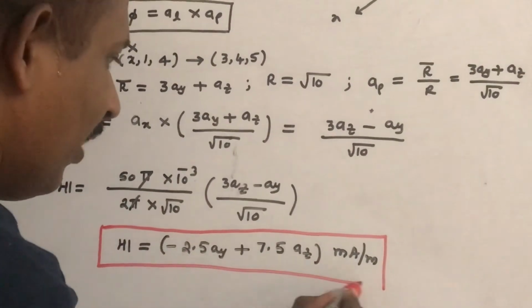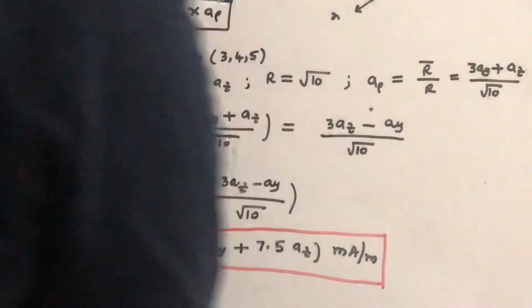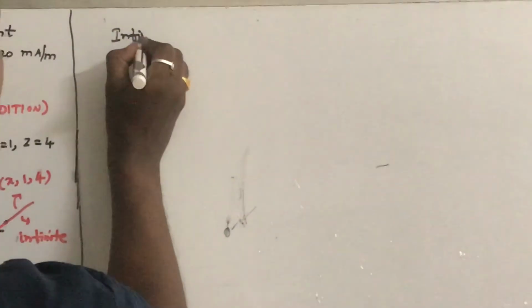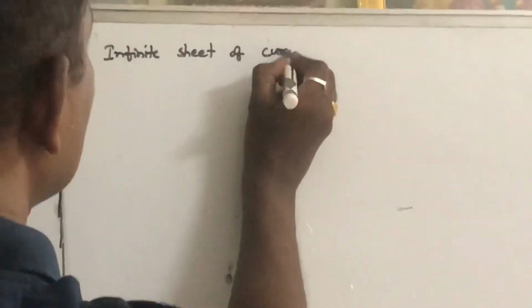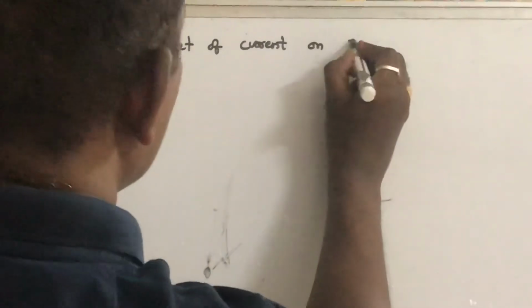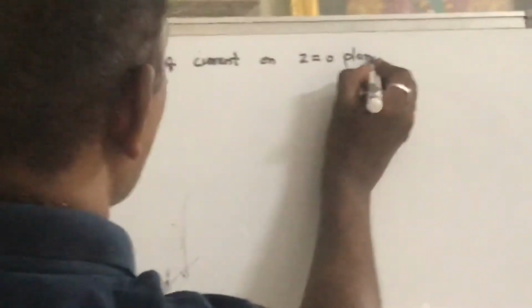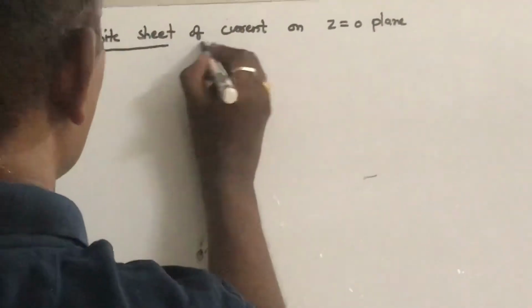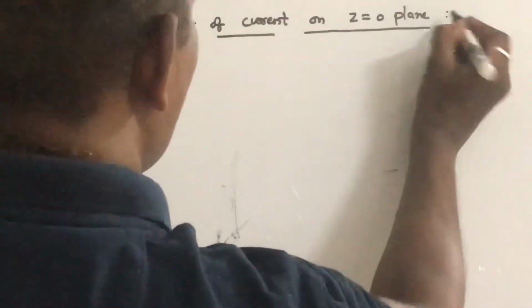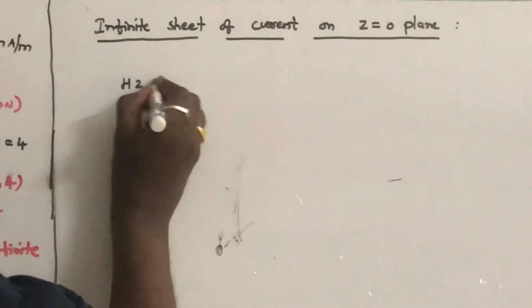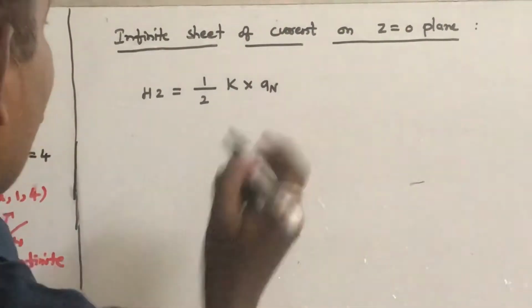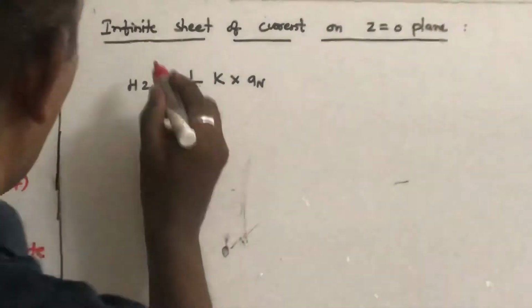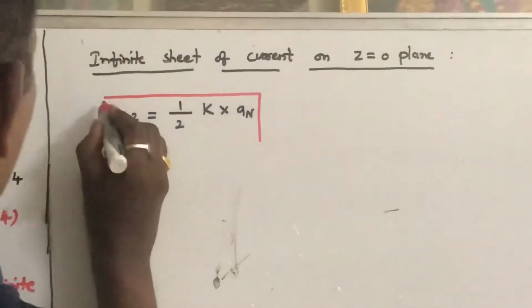Similarly, calculate h2 because of infinite sheet of current. Let us find out the second one: infinite sheet of current on z is equal to 0 plane. So the straightforward formula for H2 because of infinite sheet of current is half K cross AN. So this is the formula we have to use to calculate H2.